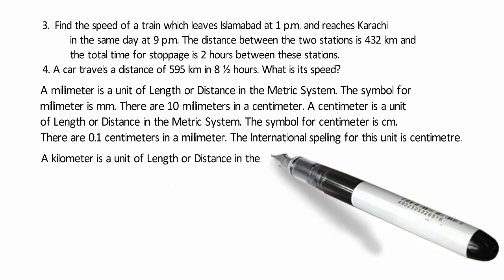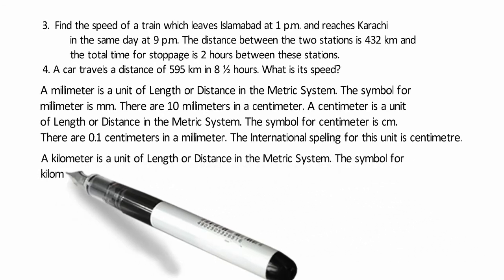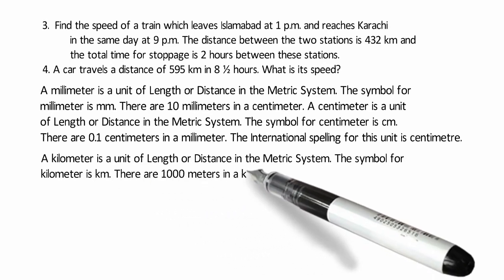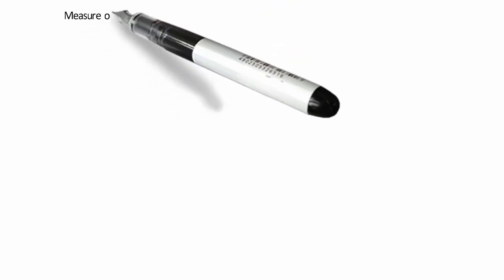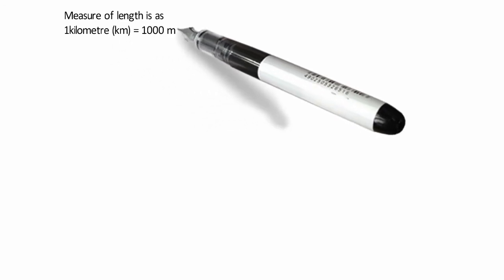A kilometer is our unit of length or distance in the metric system. The symbol for kilometer is km. Measure of length is as.